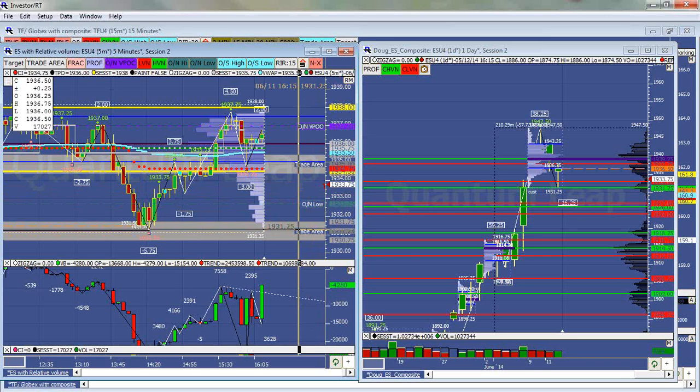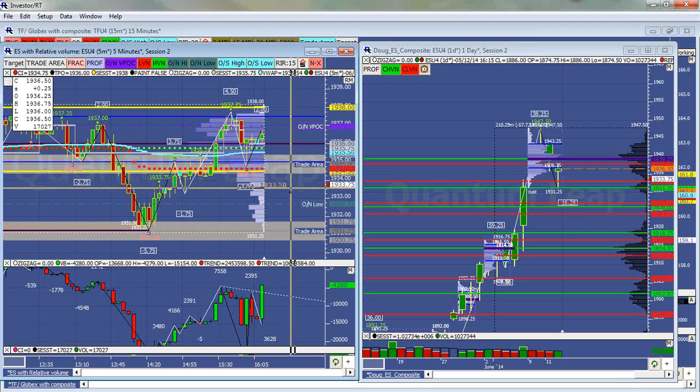And if we see responsive buyers, then I'd be looking for them to rotate us back up to test the 1135. And this could play in reverse. We could come up and test the 1135 first, get responsive sellers stepping in, and then go down and take out the overnight low and test the 31 and a quarter.